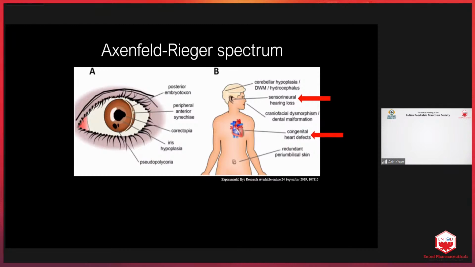Axenfeld-Rieger spectrum confers a 50% chance of glaucoma and is often from pathogenic variants in PITX2 or FOXC1. Most of the extraocular findings in this condition, when it's Axenfeld-Rieger syndrome, are not actionable, but there are exceptions. For example, you'd want to pick up sensorineural hearing loss or congenital heart defects in young babies.